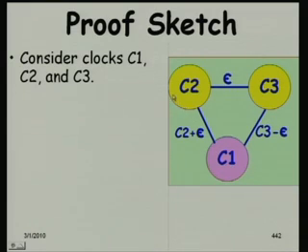See here, we have a bad clock here, C1, let us assume 3 clocks. This is the sketch of the proof; we will consider 3 clocks, and you can generalize to n very easily. So, the sketch of the proof is like this: we assume that 1 is bad.